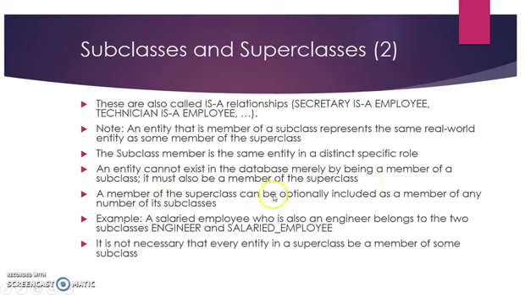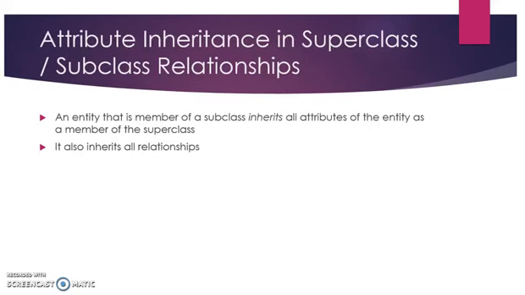A member of the superclass can be optionally included as a member of any number of its subclasses. For example, a salaried employee who is also an engineer belongs to the two subclasses, engineer and salaried employee. It is not necessary that every entity in a superclass be a member of some subclass. Next is the attribute inheritance in superclass-subclass relationships. An entity that is a member of a subclass inherits all attributes of the entity as a member of the superclass. Also, it can inherit all the relationships of the superclass.